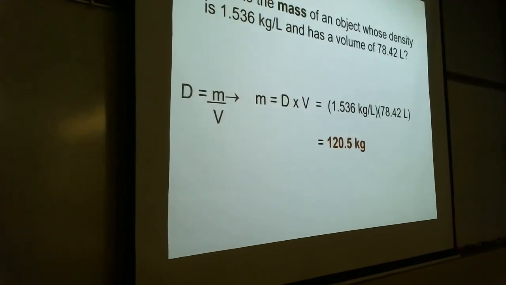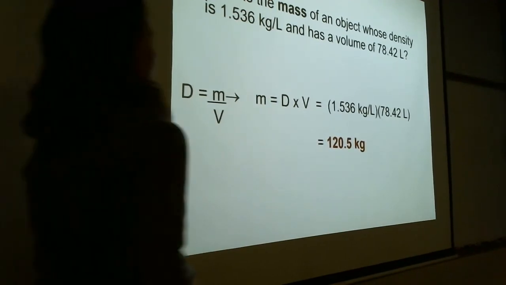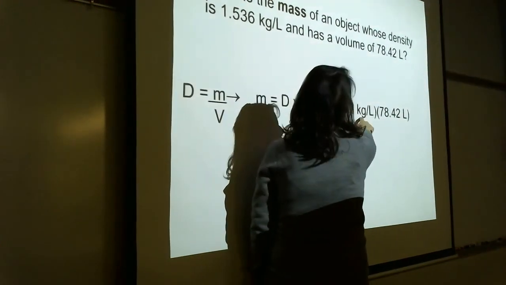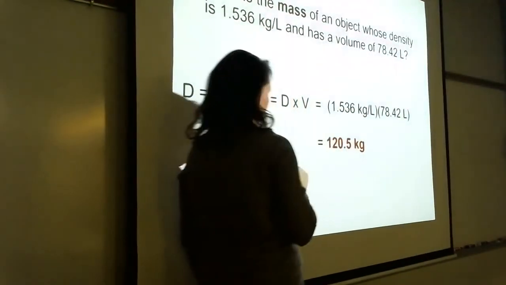Why is my mass here kilograms and not grams? How do I know the unit for mass? I look at the density, right? The density was in kilograms per liter. That means that the mass must have been in kilograms.